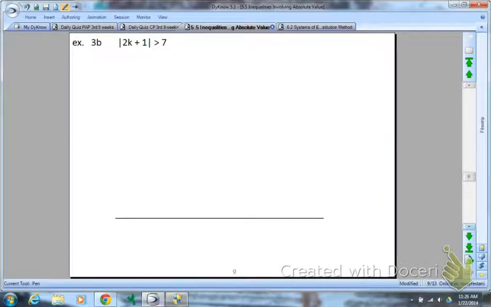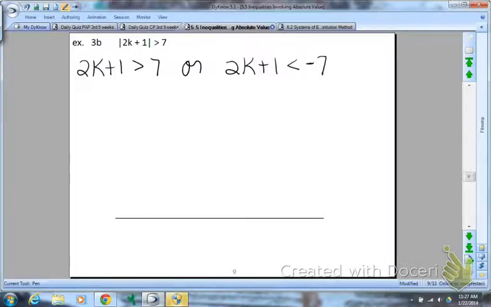Absolute value of 2k plus 1 is greater than 7. So this is a greater than symbol, so what goes with greater? Or. So we're going to take it out of the absolute value. 2k plus 1 is greater than 7. What word? Or. 2k plus 1. And when we go to put it to the negative, what must we do? Flip the symbol and put it to negative 7.